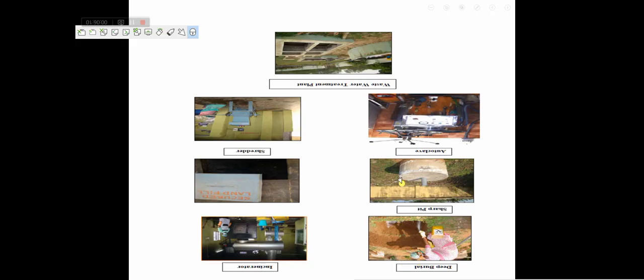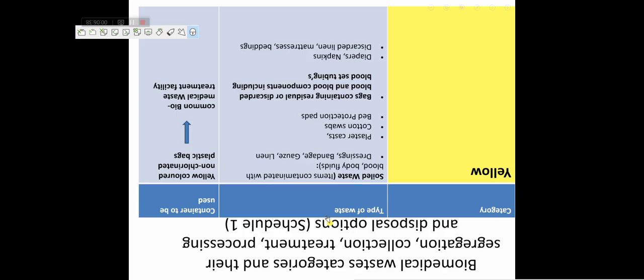And now here deep burial, sharp pit, autoclave, shredder, these things you will get in the laboratories. Wastewater treatment plant, right? So autoclave, basically it is for when you want to disinfect, like you want to kill the microbes which are present over your material, fine. So this is for that. Now, biomedical waste categories and their segregation, collection, treatment, and we will be discussing the process and disposal options.